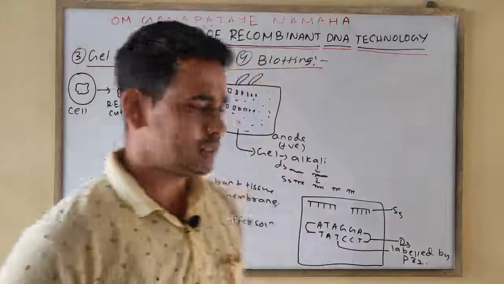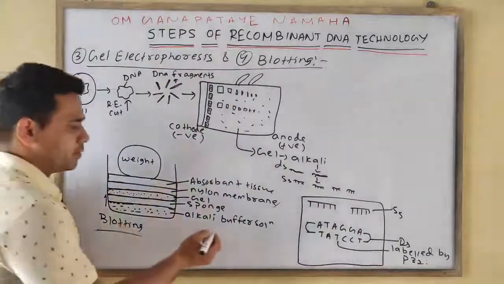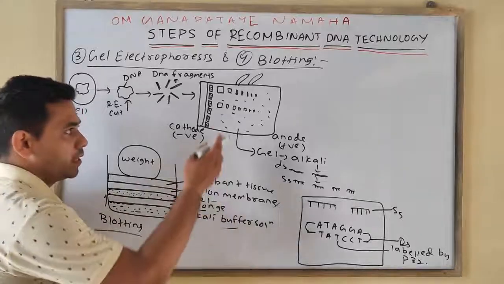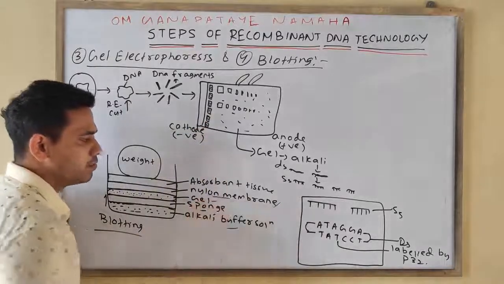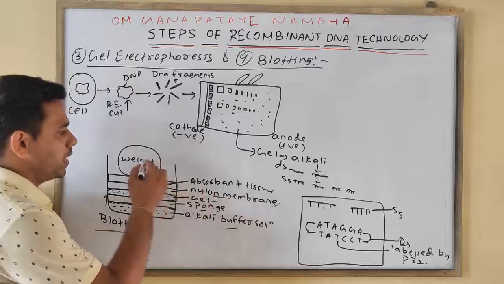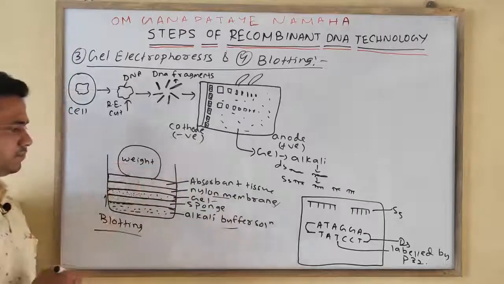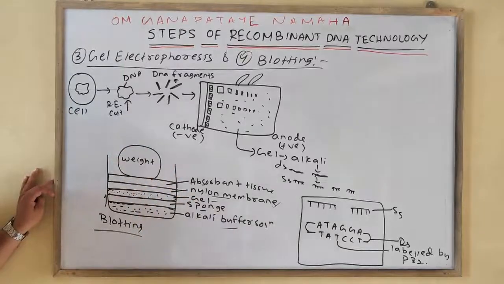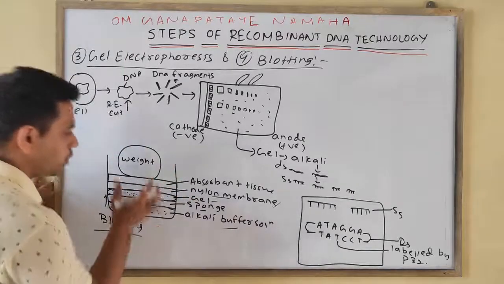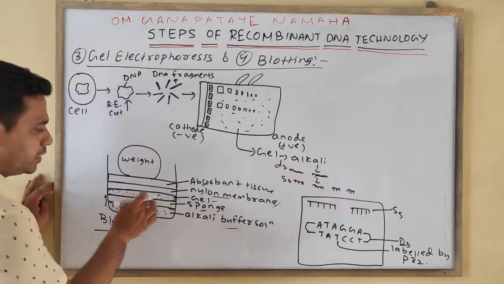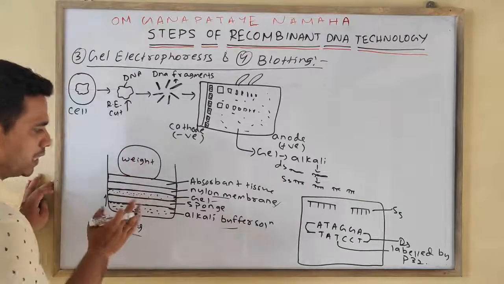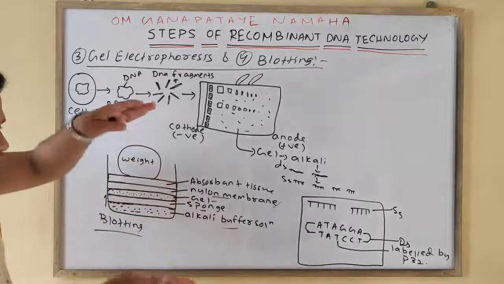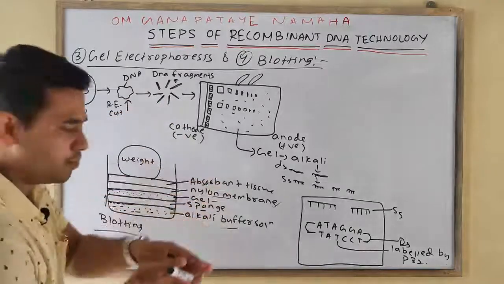What is present in the blotting technique? It is an instrument having the alkaline buffer solution, then the sponge above that, then the gel having the DNA patterns, then the nylon membrane, then the absorbent tissue, and lastly the weight. Due to the capillary action of the alkali buffer solution, the solution will go upward, by which the DNA present in the gel will attach to the nylon membrane, and the weight will help to compress it, or make the imprint on the nylon membrane.